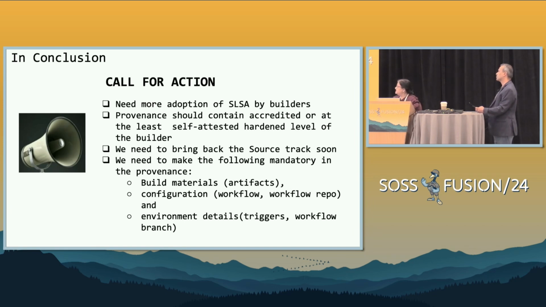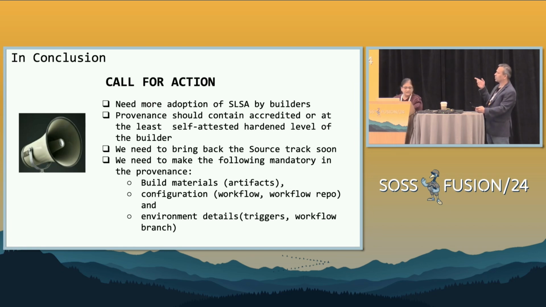And some sections in the provenance, like the build materials, from where the artifacts were picked up, build configuration, and environmental details, are all mandatory. Most of the provenance have all this information, but still there are very few which don't have one or two of these sections. So it makes it very difficult for us to get complete value out of the provenance. If all these gaps are bridged, I'm sure SLSA verification will be very fruitful, and it will make the software security chain very reliable. Yeah, this is all.